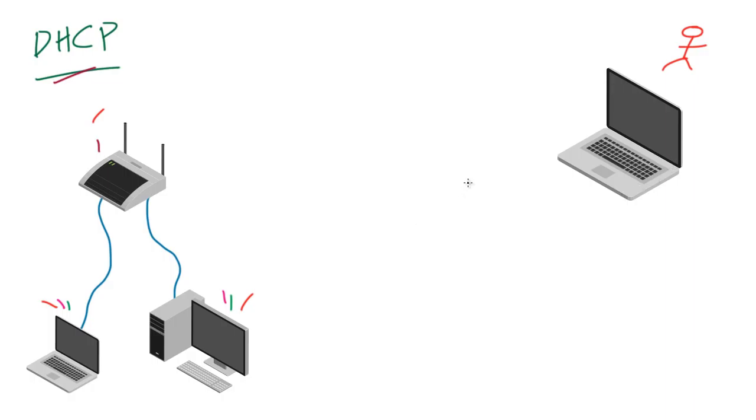So the very first thing that it's going to do is, I'll write this down, it's going to send out a broadcast packet, and it's called a DHCP discover message.